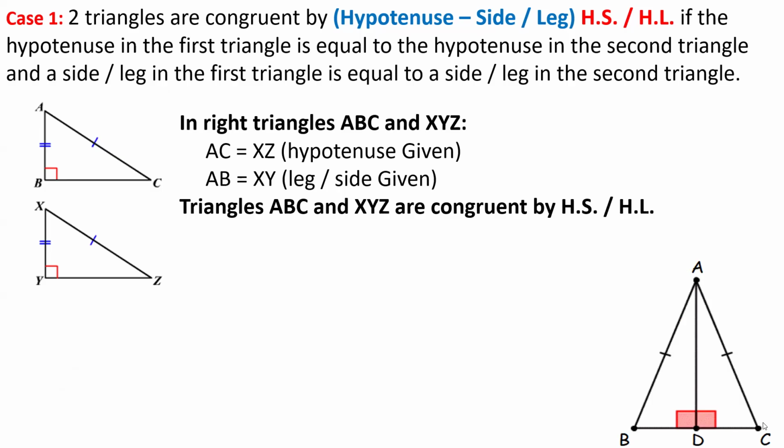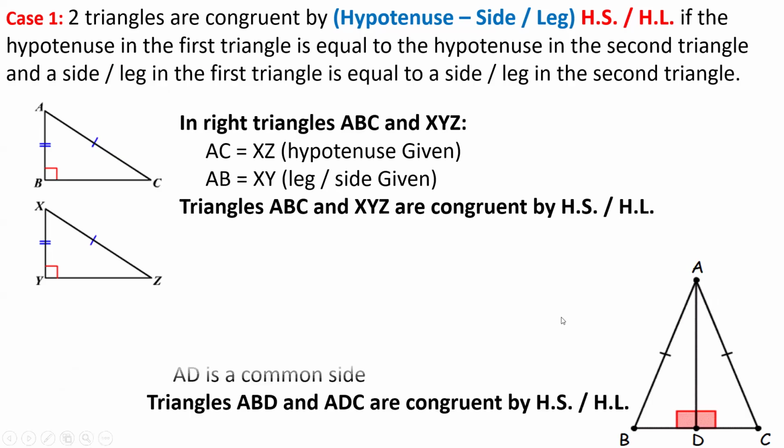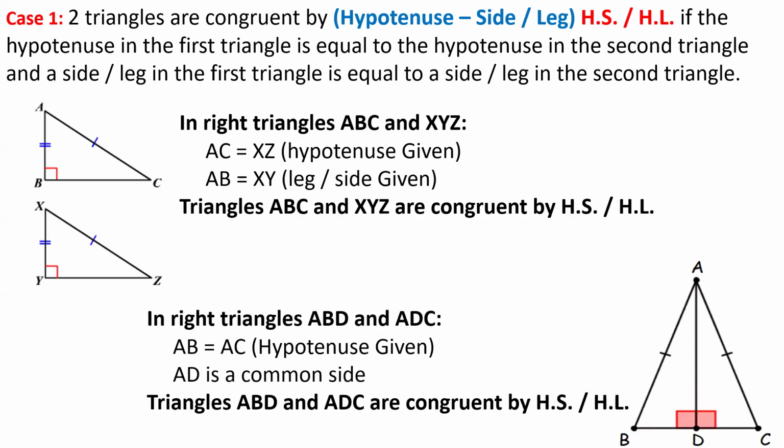In the second triangle, the hypotenuse is AC. So as you can see, the two hypotenuses have the same marks. Then AB is equal to AC. These are equal hypotenuses. Let's look at another side. We can see that side AD is a common side. It's found in the first triangle and in the second triangle. Then these two triangles will be congruent by HS, and this is how we write the proof.